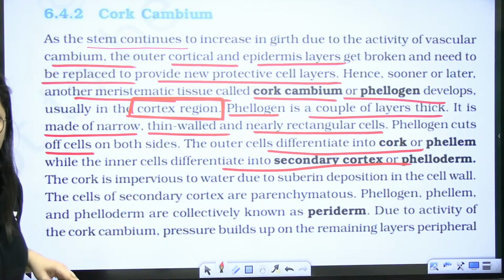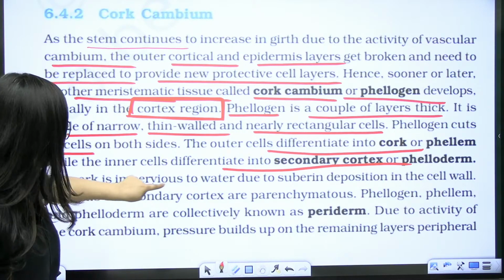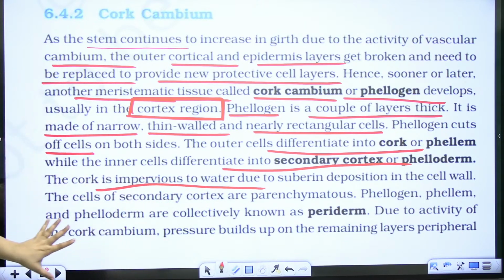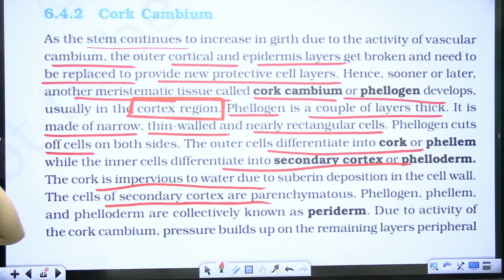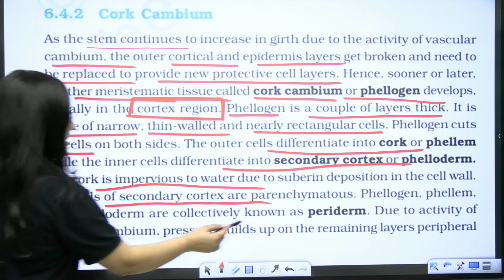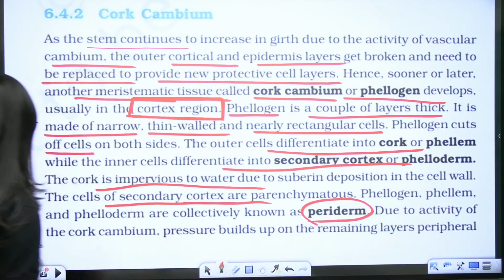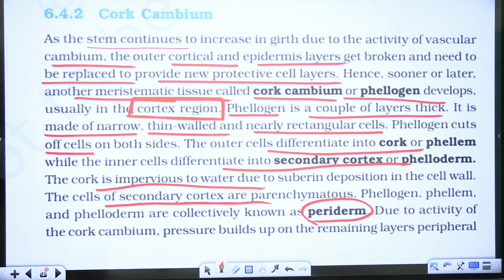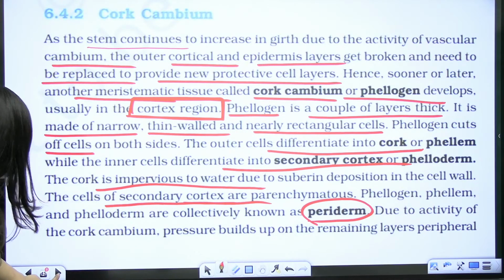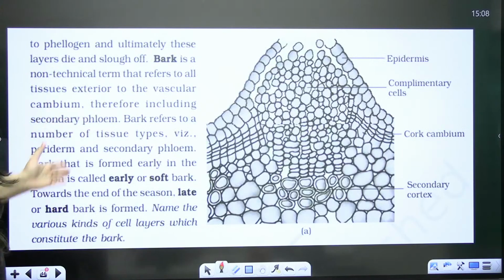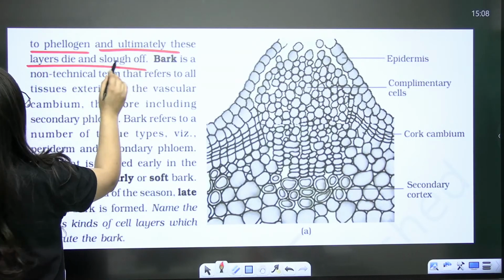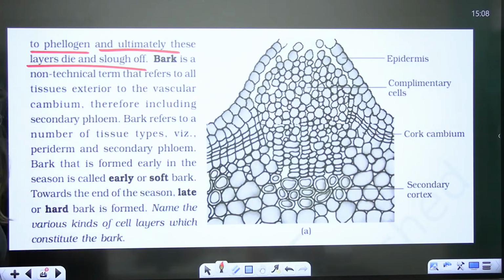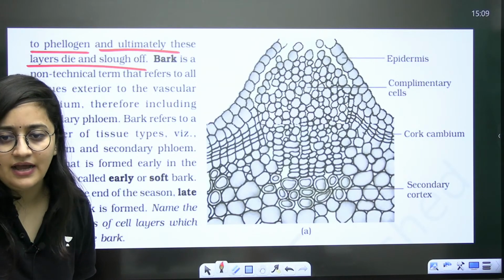Another important statement: cork is impervious to water because suberin is deposited, but the secondary cortex is parenchymatous. These three together form the periderm. Any doubt? When the cork cambium divides, pressure builds up on the remaining layers outside the phellogen, and ultimately these layers will die and slough off.